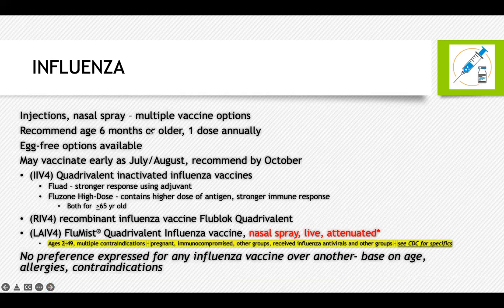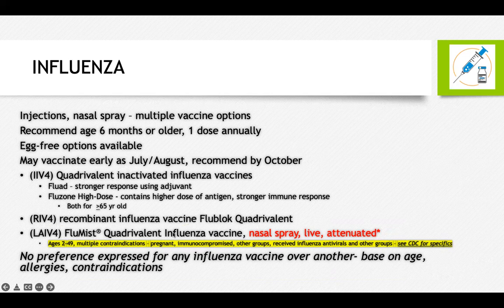Okay, so the influenza vaccine comes in injections or nasal spray. There's multiple vaccine options. It's recommended for age 6 months or older, 1 dose a year. There are egg-free options available, so you always want to make sure you're questioning whether somebody is allergic to eggs. You can vaccinate as early as July and August, but it's always recommended by October, which is the start of flu season.